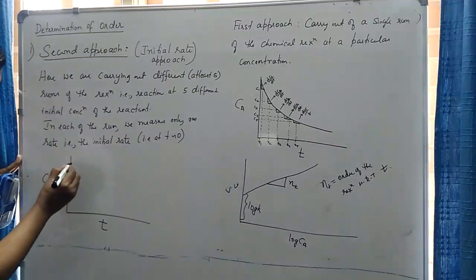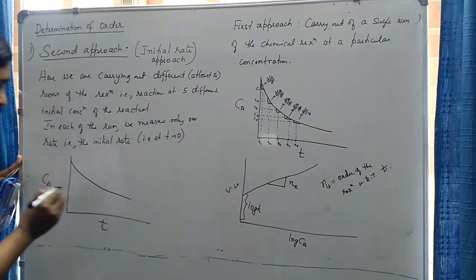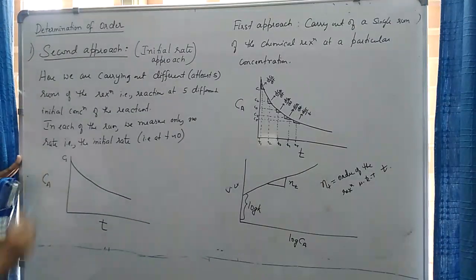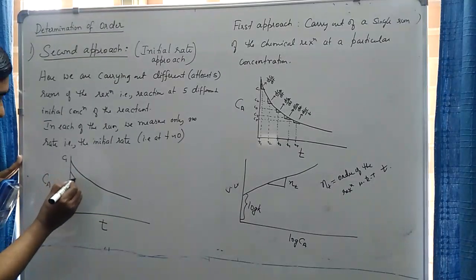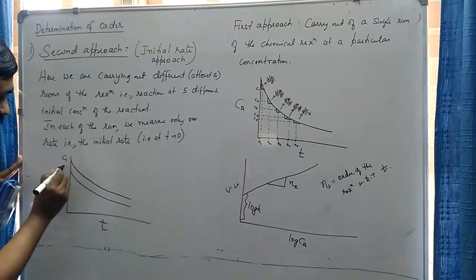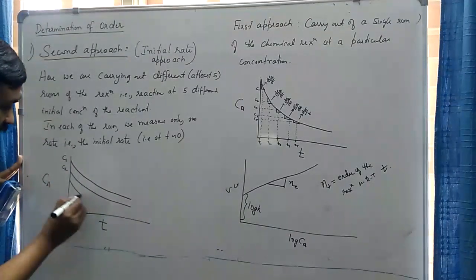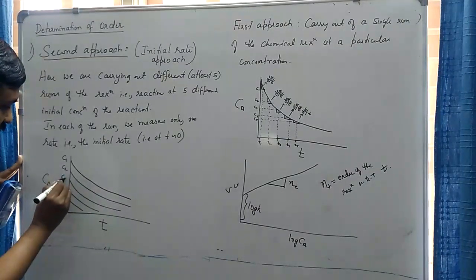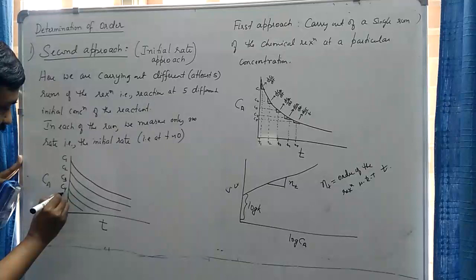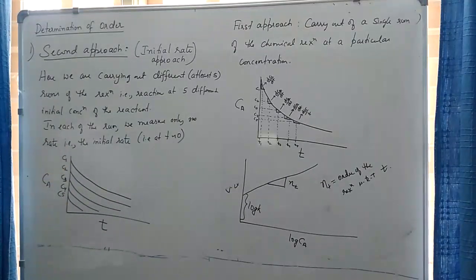So we have one curve for the reaction carried out with initial concentration C1. You have one more curve for the reaction carried out with initial concentration C2. Similarly, you have C3, C4, C5. Okay, so you have 5 different graphs, each graph for one particular run.